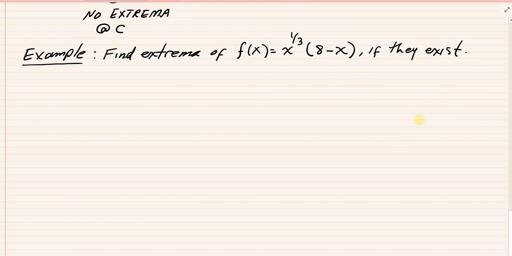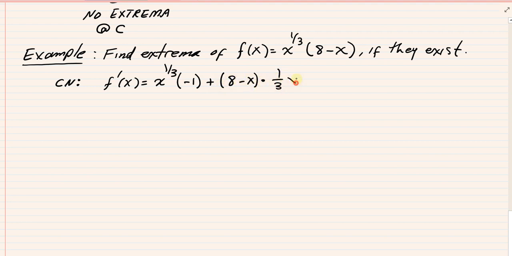So now let's take a look at some examples of this. In this example, we want to find the extrema of this function. That means we want to find the maximum or the minimum of the function if they exist. Before we can use the first derivative test, we need to find the critical numbers. To find critical numbers, I have to find the derivative of the function, which I can do using the product rule. That's going to be first times derivative of the second plus second times derivative of the first.